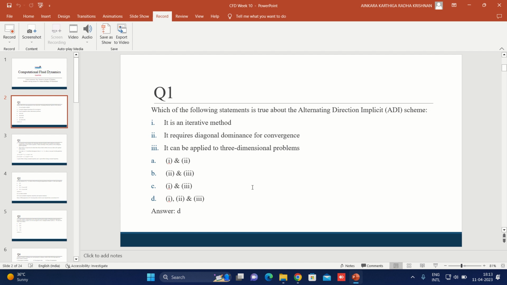Now we'll move on to the problems. The first 5 problems are from the practice problems given in week 10, followed by the assignment problems for week 10. So now we'll move on to the session.